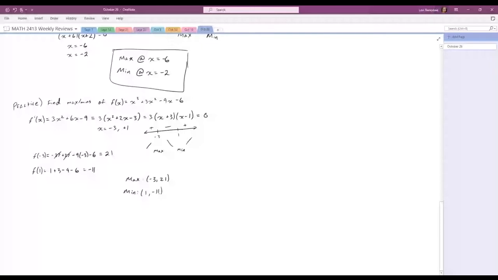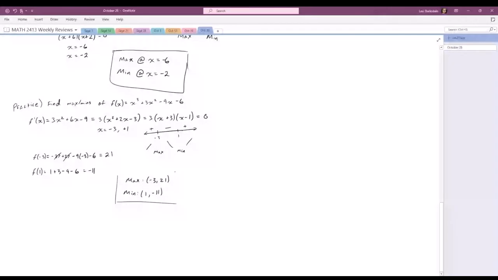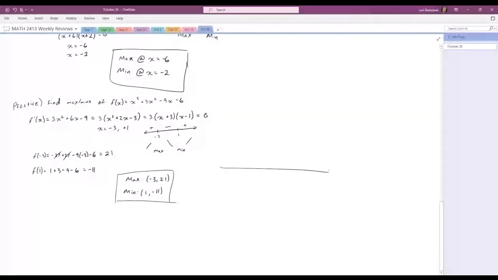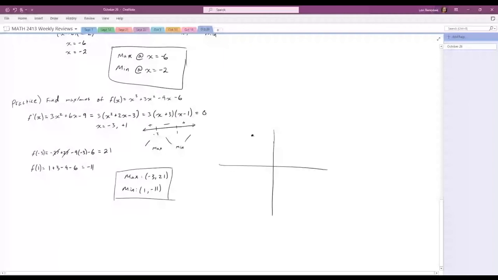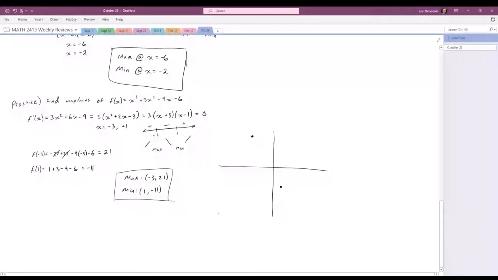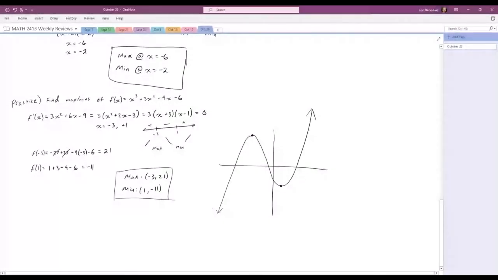These are not necessarily absolute maximums or absolute minimums. These are simply local maximums and local minimums. In fact, if we were going to graph our function, it's a cubic, so we know we've got (-3, 21) up here and (1, -11) down here. So it would look approximately like this. Because it's a cubic, we know it'll approach either positive infinity or negative infinity on the right and on the left.